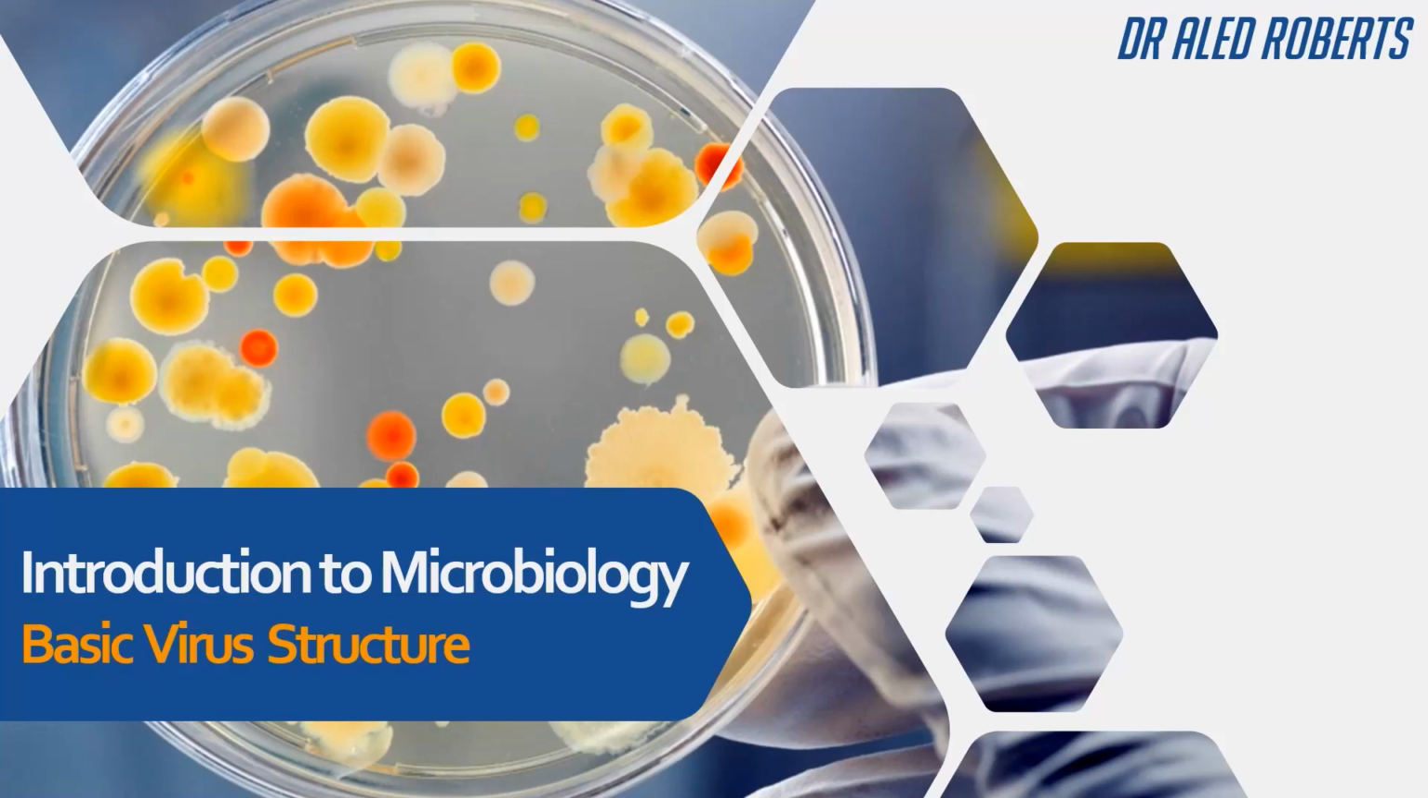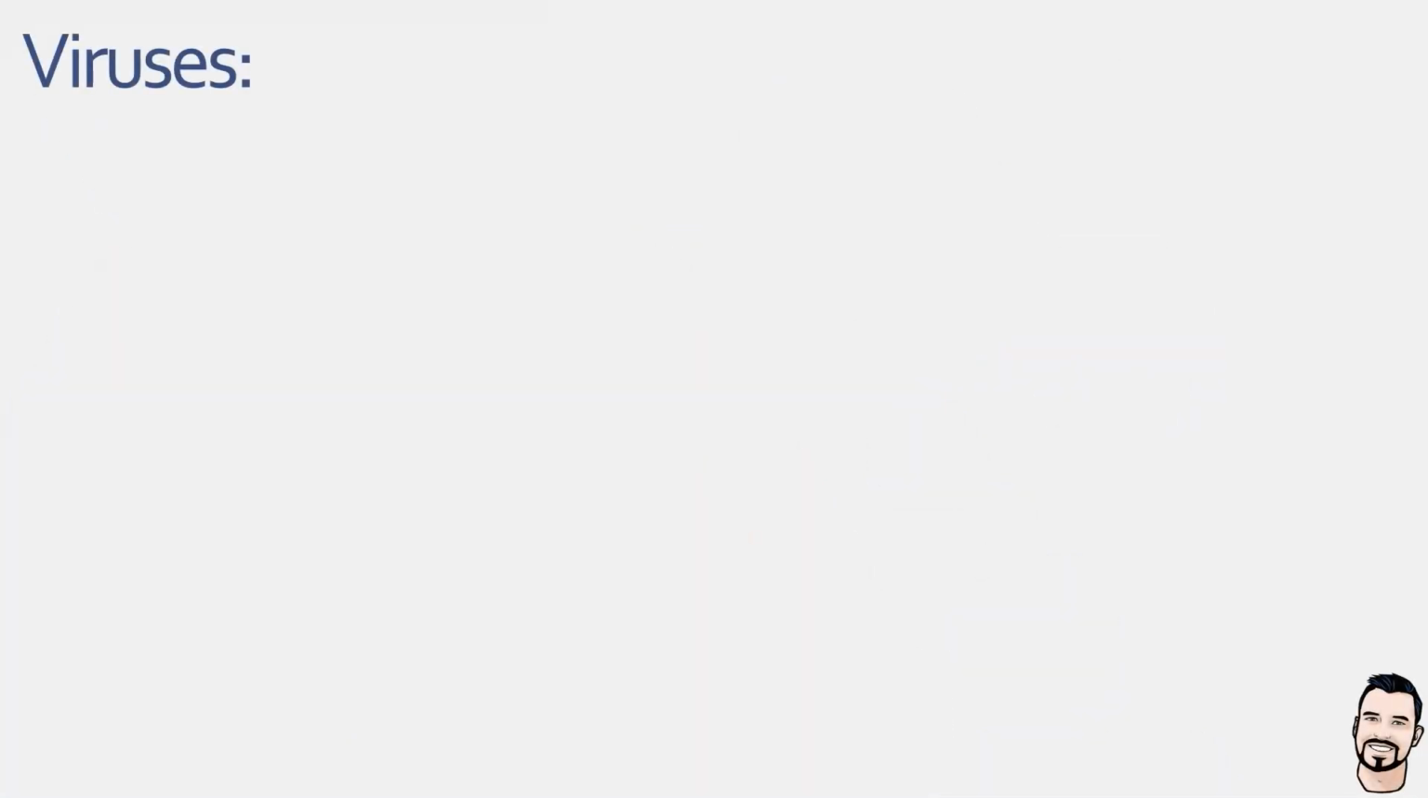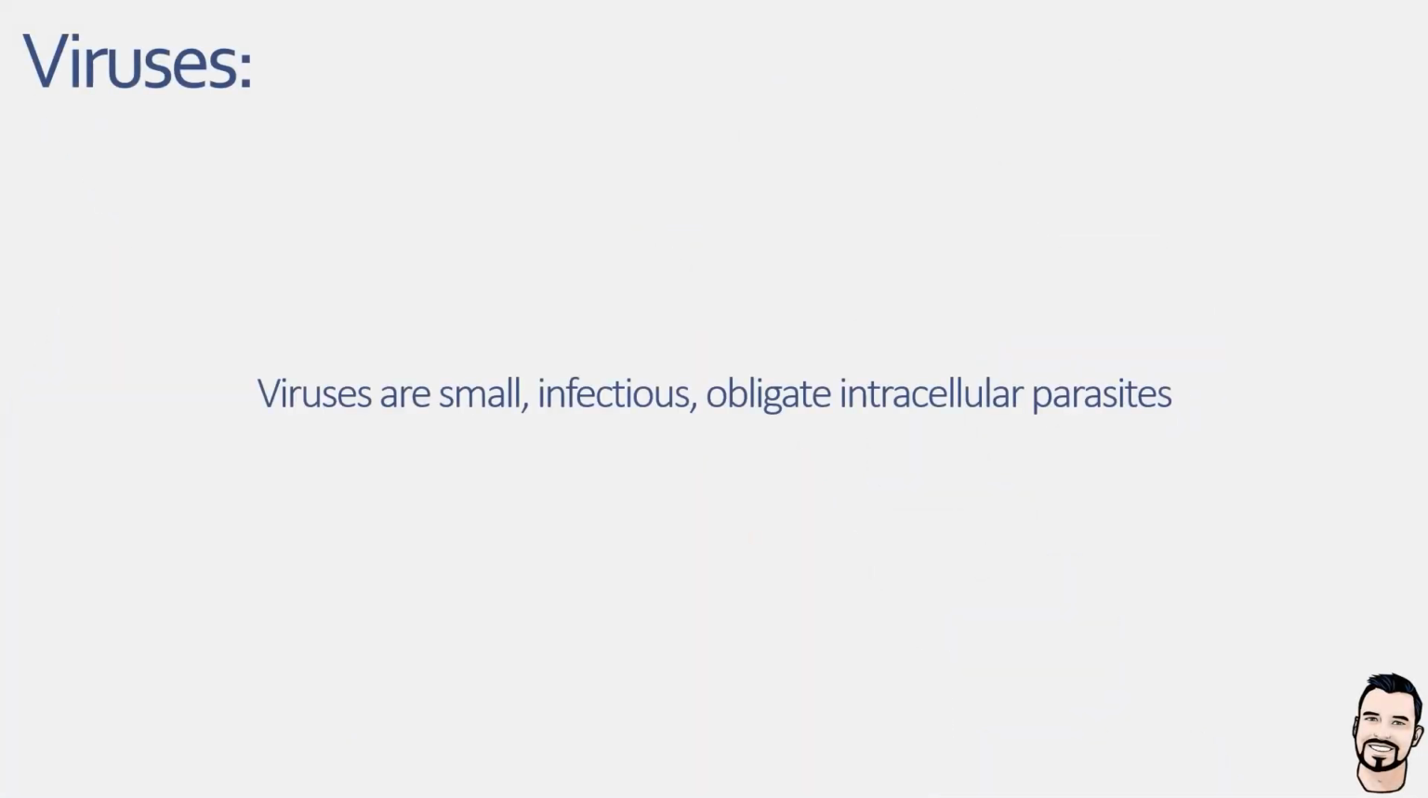I'm Dr. Ali Roberts, and in this video we're going to look at what a virus is, along with some of the basic structures and symmetries associated with them. And so one of the first questions we must ask ourselves is, what is a virus? And so they are generally defined as being small, infectious, obligate intracellular parasites.